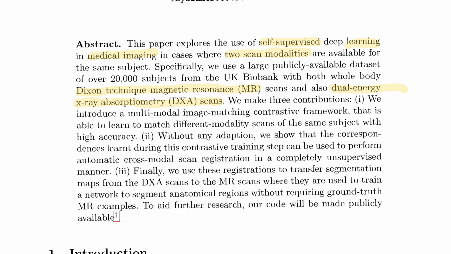One is that their approach is a multimodal image matching contrastive framework with the objective of basically matching different modality scans of the same subject with high accuracy. This means that they basically use this as a pretext task. Two, using the correspondences learned during this contrastive training step, they use them, without any adaptation, to perform automatic cross-modal scan registration in a completely unsupervised manner.